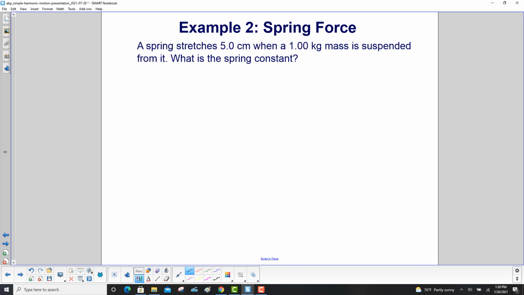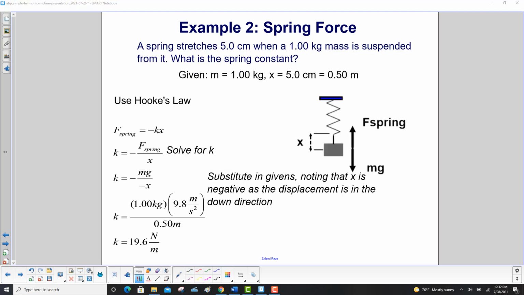A spring stretches 5 centimeters when a 1 kilogram mass is suspended from it. What is the spring constant? Now we'll use Hooke's law, which is F spring is minus kx. We solve for k, and k is minus F spring over x. We substitute in our givens and what we found on the previous slide, that the force of the spring is mg, and the displacement is down, so we give that a negative sign.